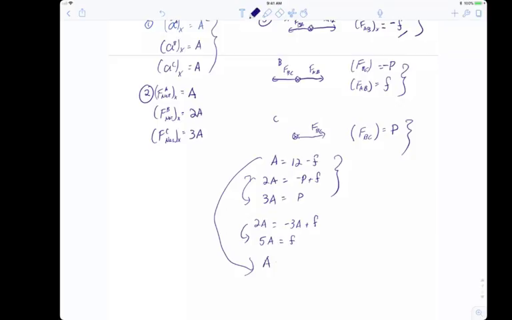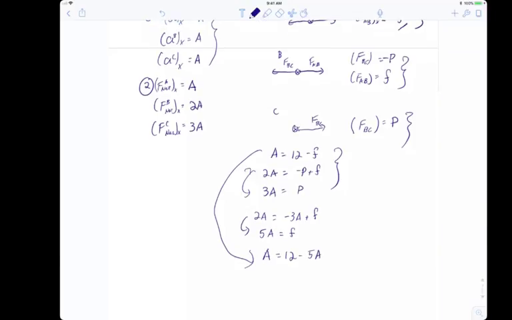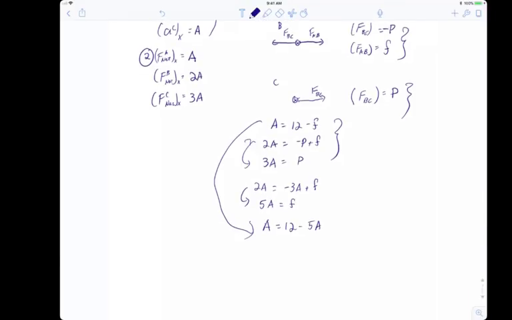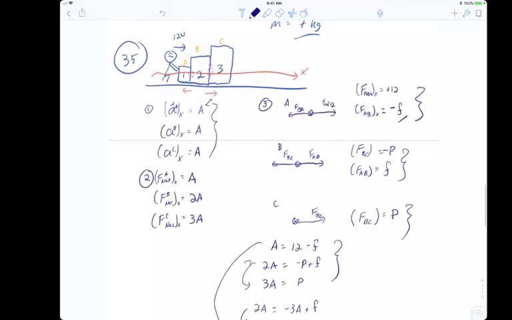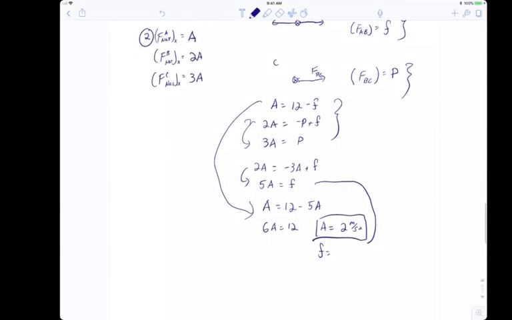A is equal to 12 minus 5A. Rearrange that. 6A is equal to 12. So A is equal to 2. And now that I know that, I can find the force F, which is the force from A on B. And so that's going to be equal to 10 newtons.